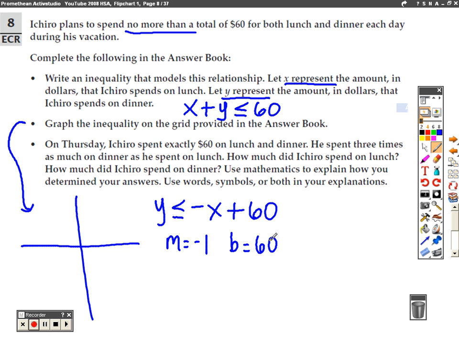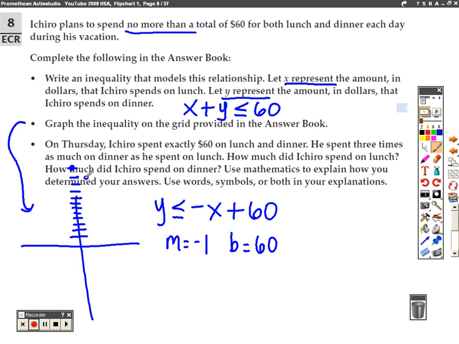Now, if this were a multiple choice question, they would probably have a scale that maybe went by tens or fives or something like that. So my y-intercept, if I count by 5, 10, 15, 20, 25, 30, 35, 40, 45, 50, 55, 60, my y-intercept would be 60. And then I could either use the slope and do rise over run, or I could plug in another value for x to find another point. But if I go down 1 and right 1, that would give me another point.